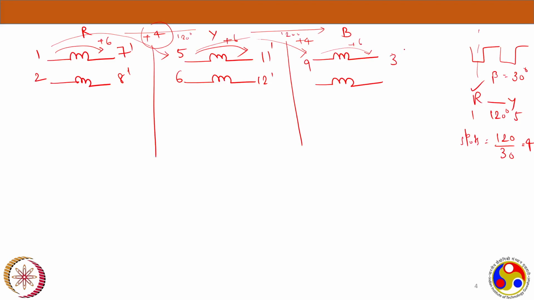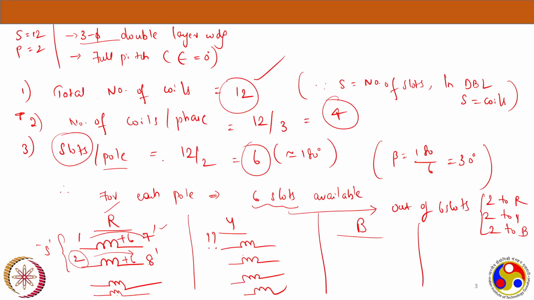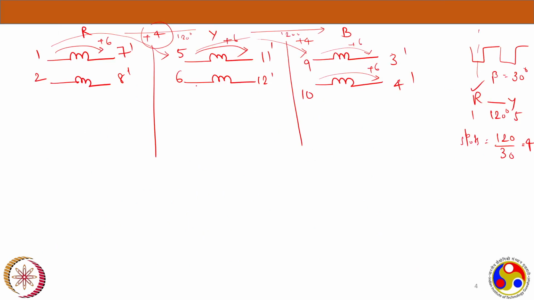3 dash. And the immediate next slot I will take for another B phase only, 2 slots. And the next one will be plus 6, it's 16 dash. 16 dash will be 16 minus 12, that is 4 dash. Okay. Now what have we completed? We have completed the one pole combination. So if you go back to the third point, number of slots per pole, it should take 6 slots per pole, right?